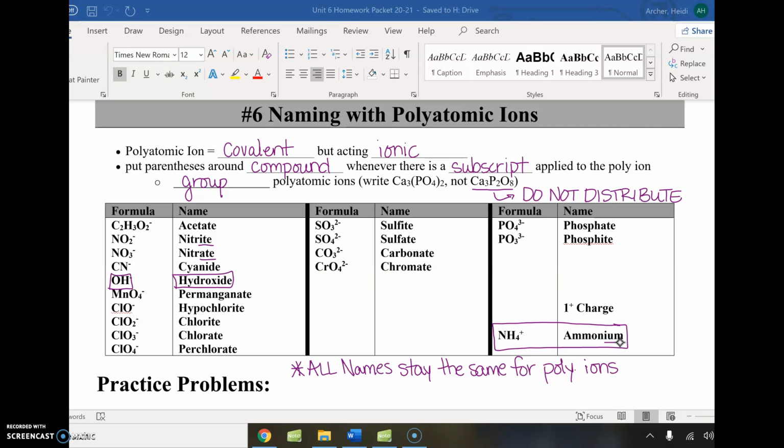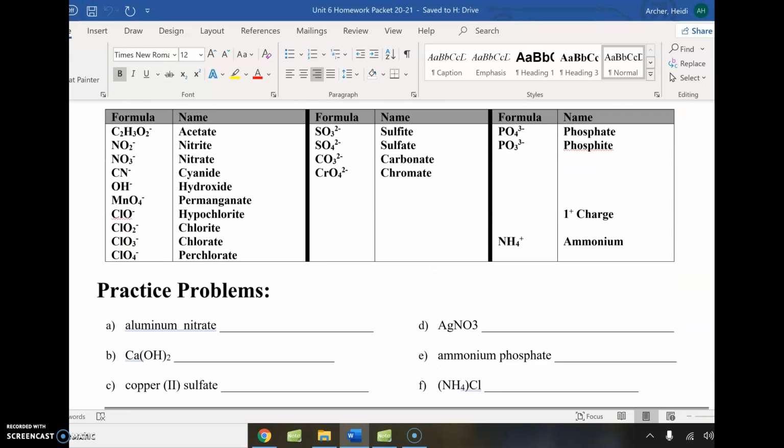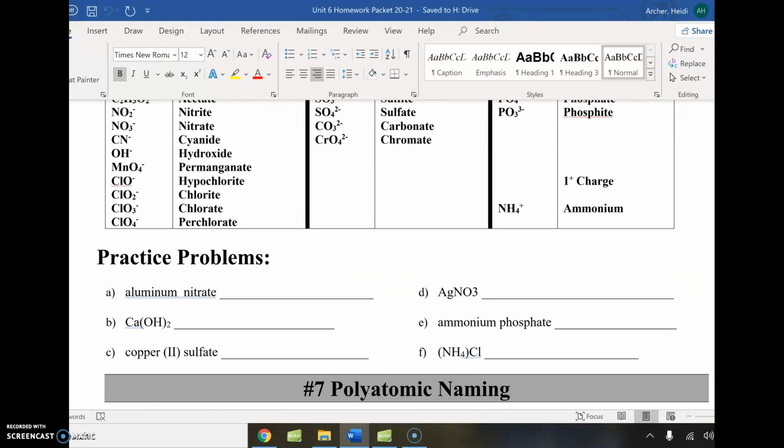So all of your funny endings are usually found in your polyatomic chart. So let's practice these a little bit. Scrolling down here, we've got some examples.